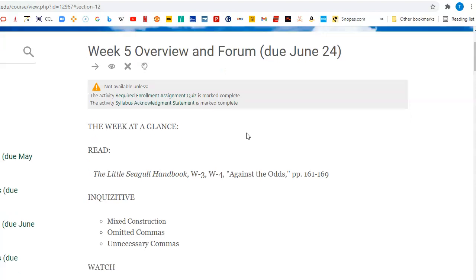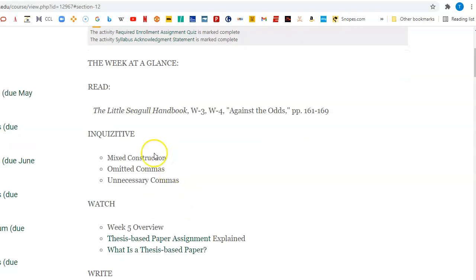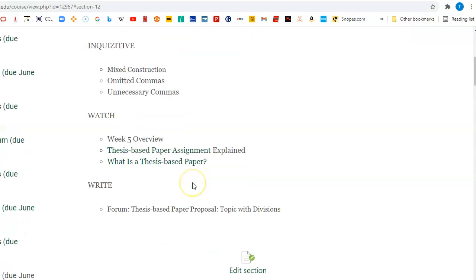So here are the resources you'll take a look at and the 2 short assignments you'll complete. These 2 sections of Little Seagull I think will be useful here, and I'd also like you to take a look at the sample student essay in the Little Seagull, Against the Odds. This is an essay I referenced several times in the materials this week. There are 3 inquisitive activities I'd like you to complete during the week: mixed construction, omitted commas, unnecessary commas.